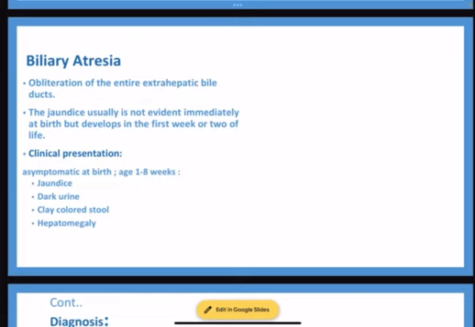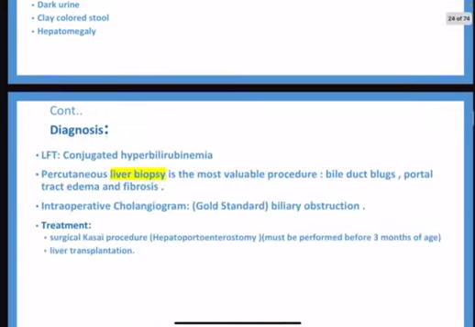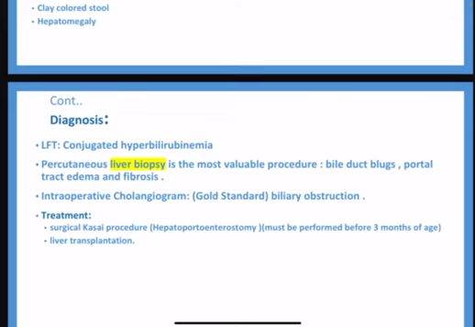Okay. How do we diagnose? By this we mean biliary atresia. We diagnose biliary atresia. The gold standard of course is the biopsy, but we do other things like a HIDA scan. We call it a HIDA scan.